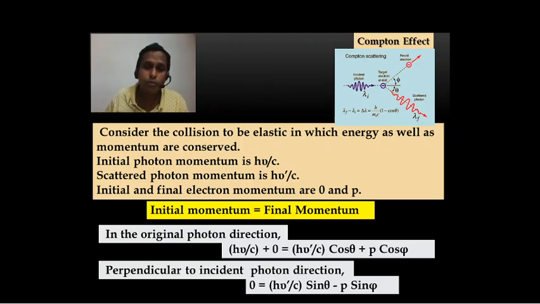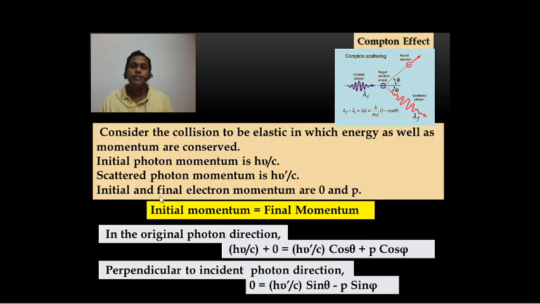Now we look at the momentum of the incident photon. The momentum of the incident photon can be represented as h nu by c, because we know E is equal to h nu and E is equal to mc square. You can write on paper: E is equal to h nu and E is equal to mc square. So mc square is equal to h nu, so mc is equal to h nu by c. Mass and velocity, that is momentum. So the initial photon momentum is h nu by c, and similarly the scattered photon momentum is h nu prime by c.